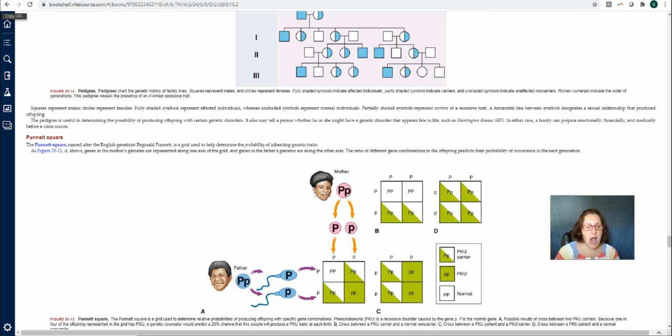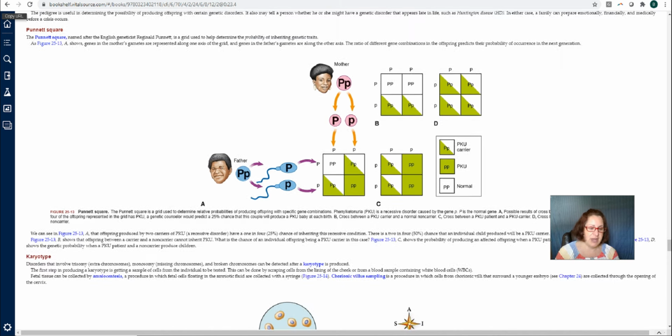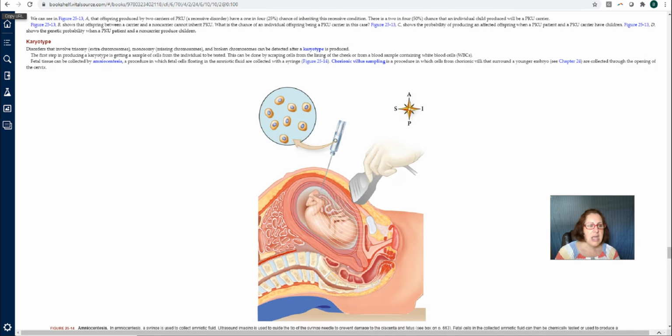Punnett squares are awesome. I'm going to do a whole video on just Punnett squares. I'm going to skip it for now and do just a Punnett square video. Karyotypes are really interesting because we're actually testing the growing infant.